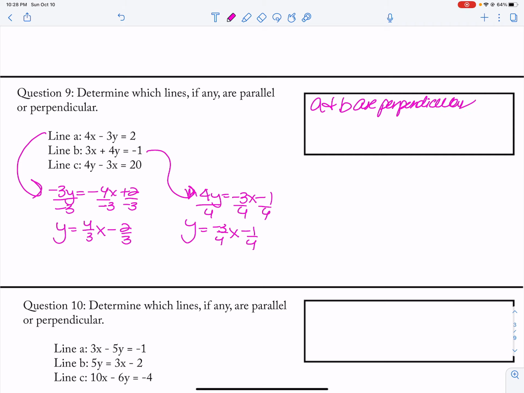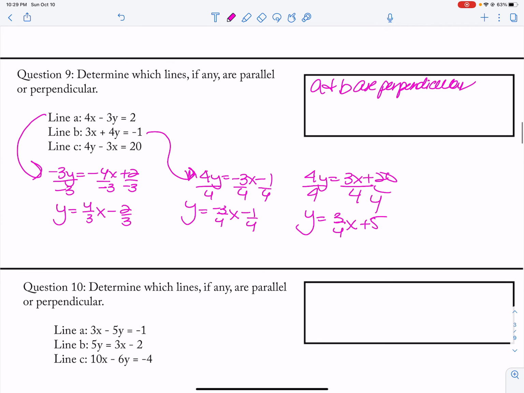Okay, and then let's look at C. So 4y is equal to 3x plus 20. Divide both sides by 4. So then y is equal to 3/4 x plus 5. Okay, so A and B are perpendicular.